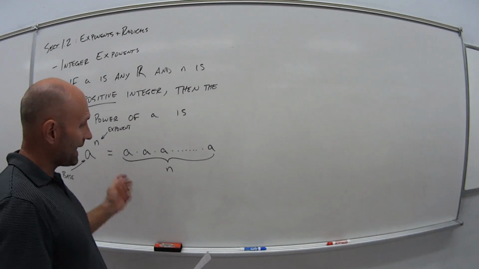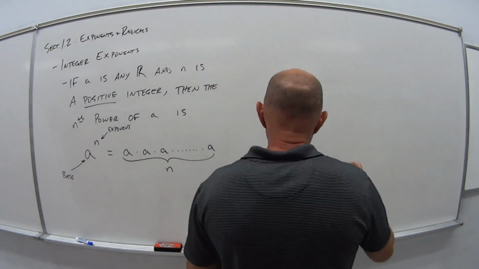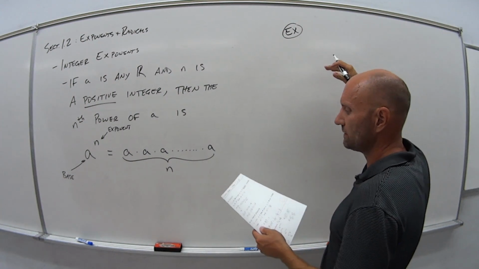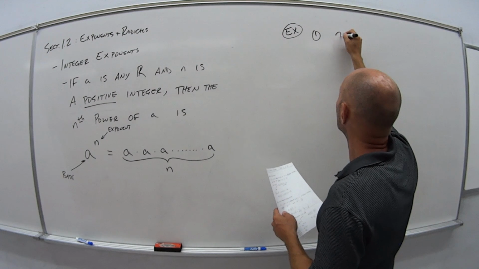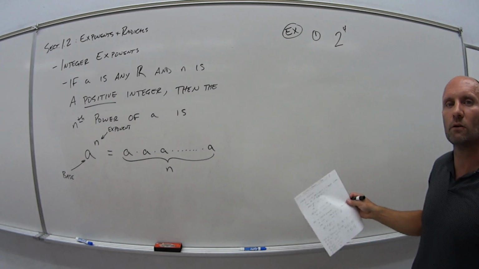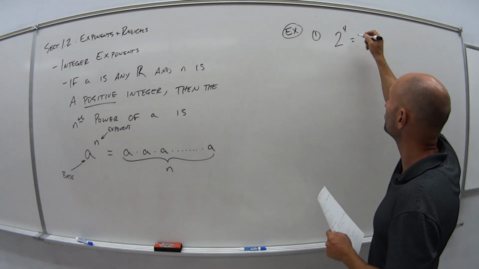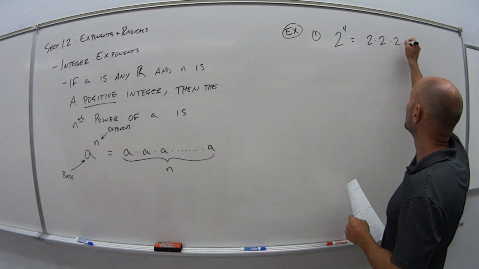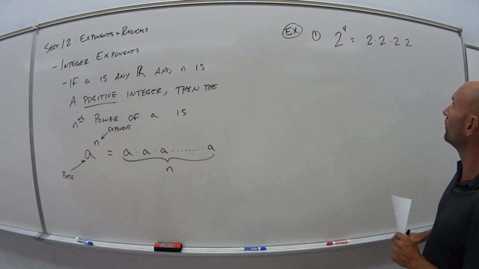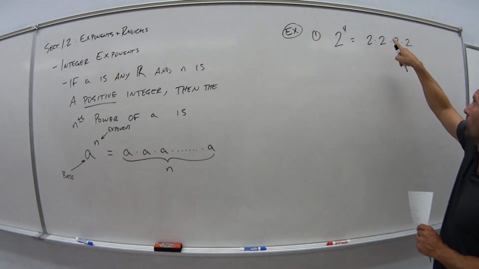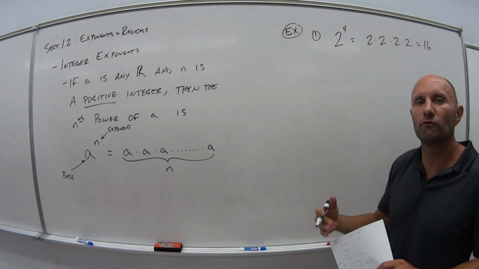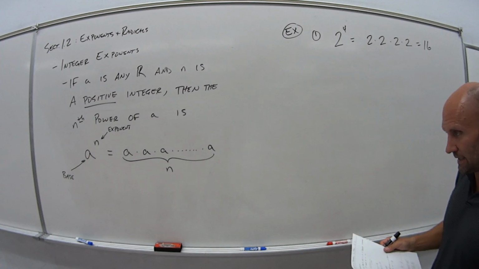So it's not a times n. It's not just a multiplication problem. It's the value a multiplied that many times over. For example, 2 to the 4th power doesn't mean 2 times 4, 8. No, this means 2 times 2 times 2 times 2. I need 4 of them because my exponent is 4. 2 times 2 is 4, times 2 is 8, times 2 is 16. So 2 to the 4th power is equal to 16.